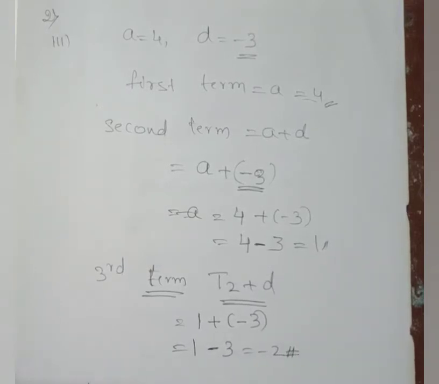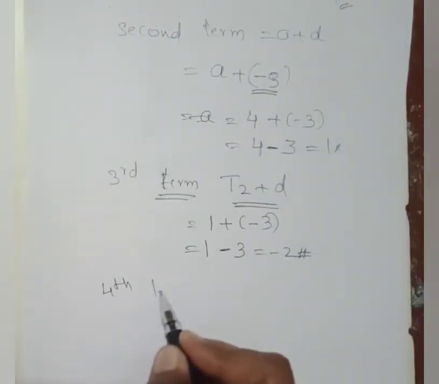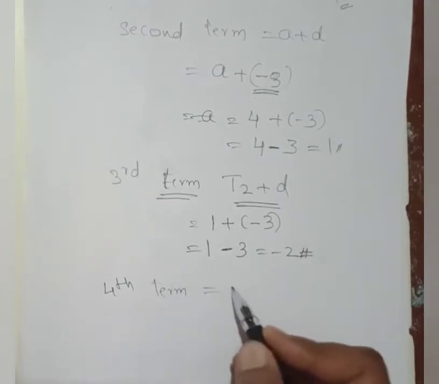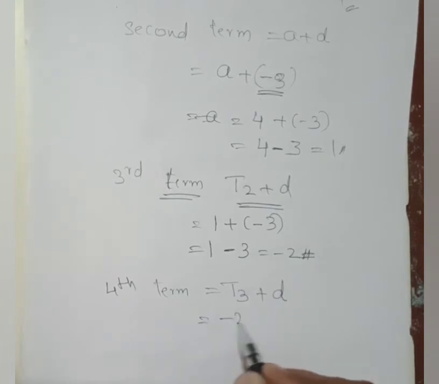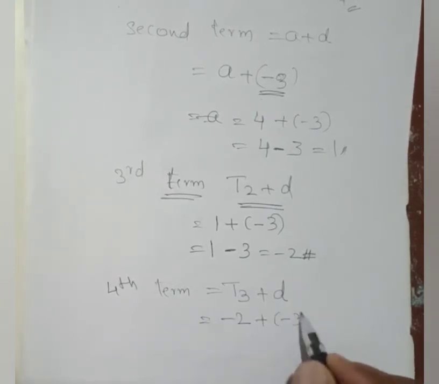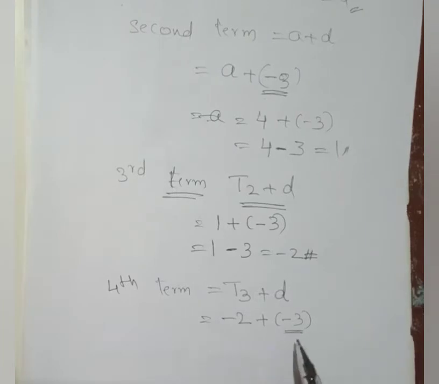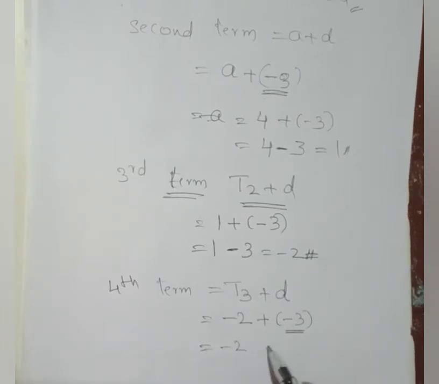Next we'll go to the fourth term. Fourth term is equal to third term plus the difference. The third term you have got here is minus 2, plus minus 3. The difference is negative here, it is given. Put the bracket. So minus 2 plus minus 3. Minus and minus becomes plus, but that doesn't mean you keep the plus sign. You are doing the addition of these two numbers. 2 plus 3 is 5, and we keep the sign of the bigger digit, which is minus 5.